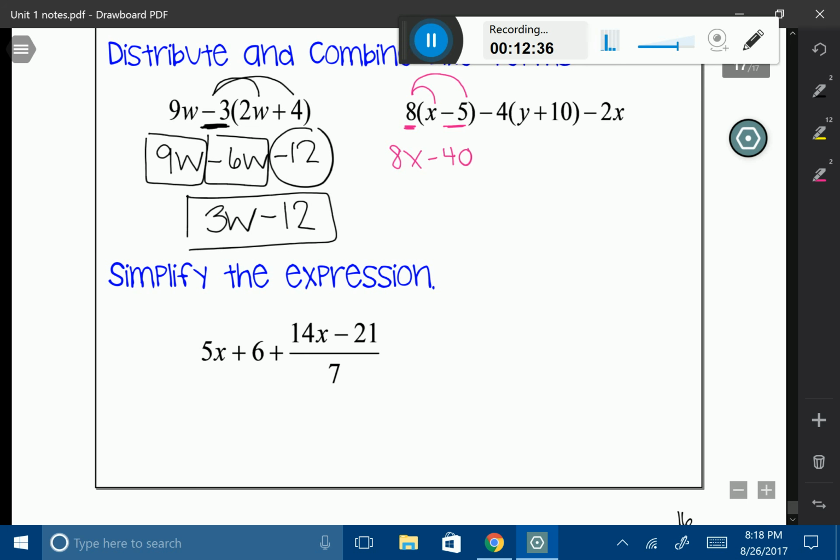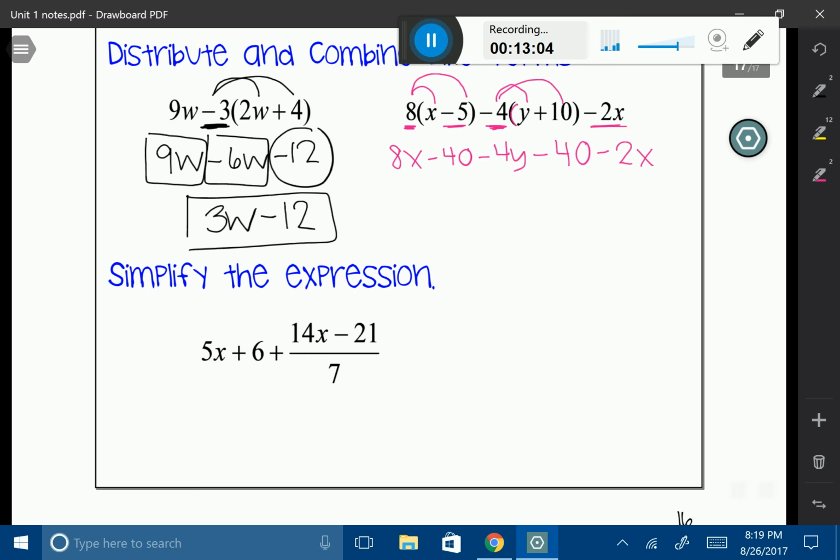Now, I have this new problem, and I know that it's kind of a new problem because the -4 is being multiplied with these parentheses. He's being multiplied, so I know that he's going to be distributed because of that operation. So -4 times y is going to give me -4y. And then -4 times my 10 is going to give me -40. And then I have this guy just hanging out on the side. I'm just going to go ahead and bring him down. And so now I'm done with my distributing.